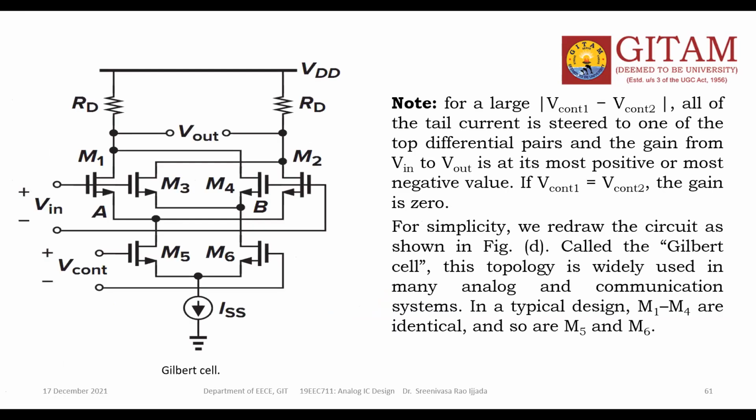Here, the control voltage applied should be less than or equal to, first, Vin CM value, minus VGS1. Take the KVL like this. Then here is VTH of 5 and 6. That's it. Or you can take it from this side also, no problem. You cannot get any voltage drop across this current source.